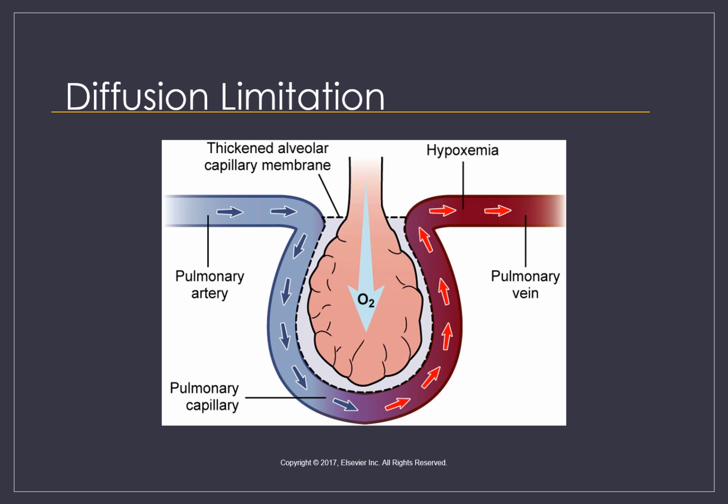So here's diffusion limitation. You can see the O2 is being manufactured. There's nothing wrong with the oxygen in the alveoli, and there's nothing wrong with the blood being pushed through, but that thickened membrane is making it difficult for that gas exchange to take place.